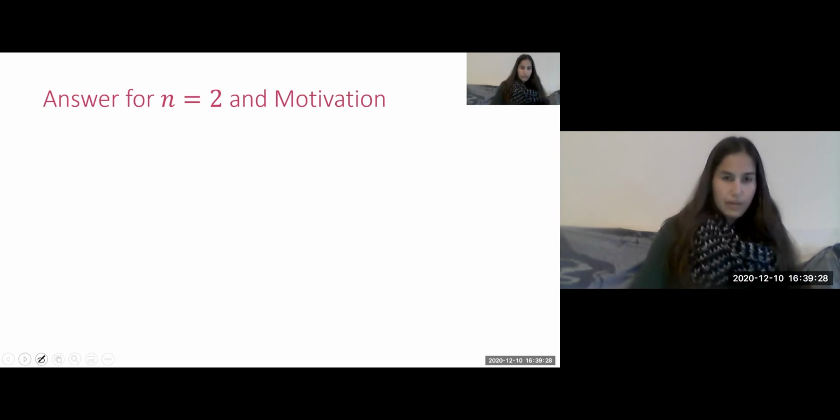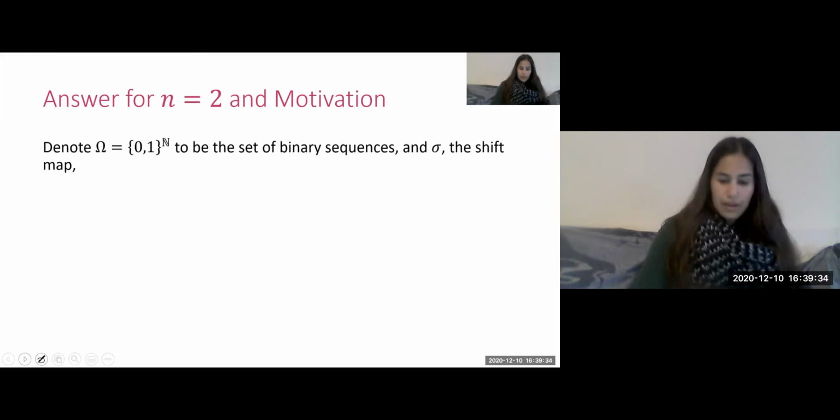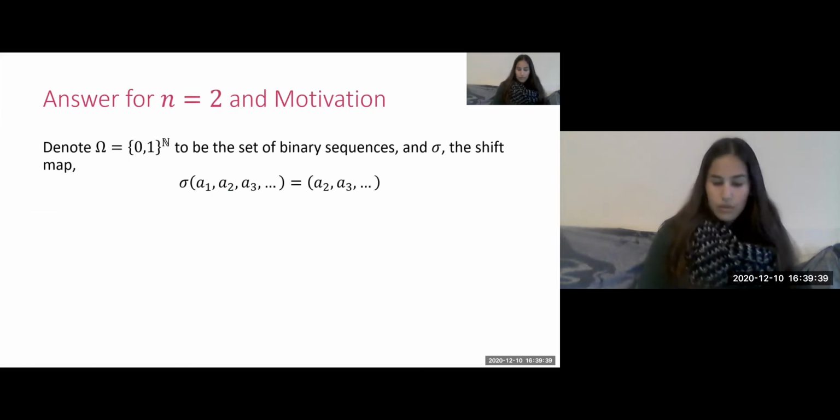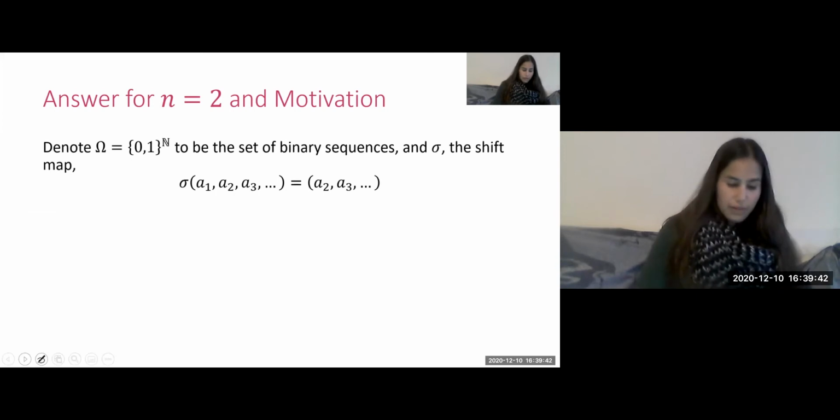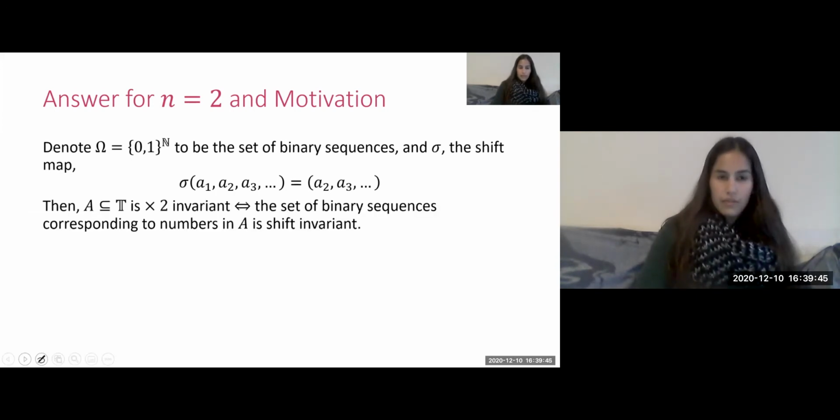So from here, we get a very nice idea. If we avoid the numbers and instead we look at binary sequences, and then we take the shift map, that's a map that simply takes A1, A2, A3 to A2, A3, A4, and so on and so forth. Then we get that a set A of the torus is going to be times 2 invariant if and only if the set of binary sequences corresponding to these numbers is going to be shift invariant. And this is useful because maybe it's easier for me or for some of you to think about which sets of infinite binary vectors are invariant under the shift map. So here's an example of such a set.